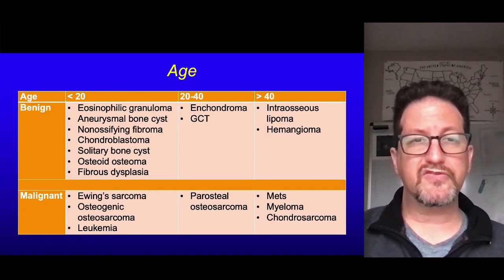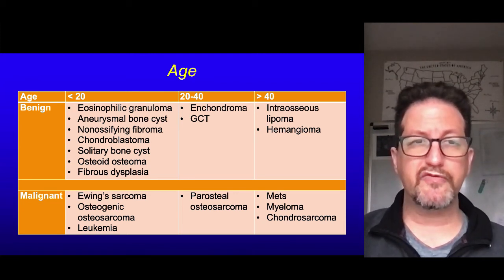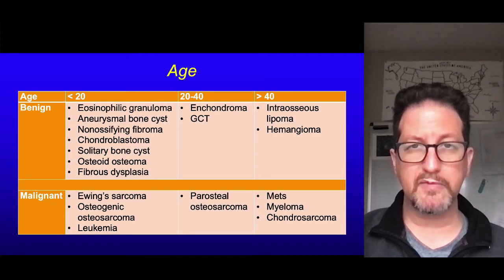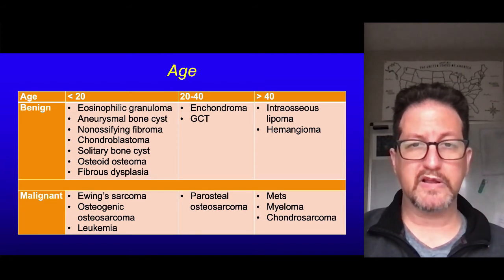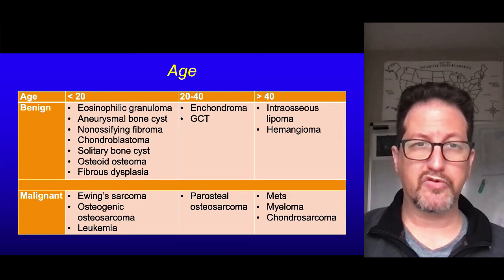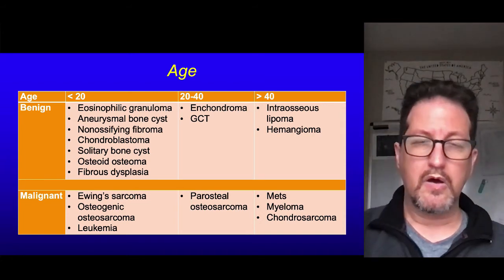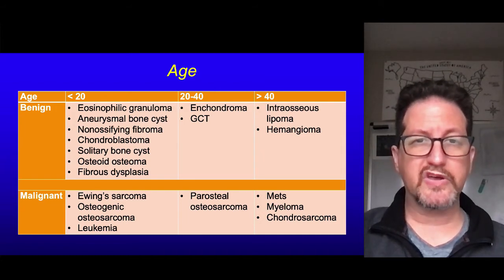So instead of memorizing all of these, just look at the ones that are 20 to 40 and remember what's benign and malignant. Look at what's greater than 40 and know what's benign and malignant, and then just think everything else is going to be under 20 or young people. So think about it that way. Okay, so that's age. Very simple, kind of straight memorization.